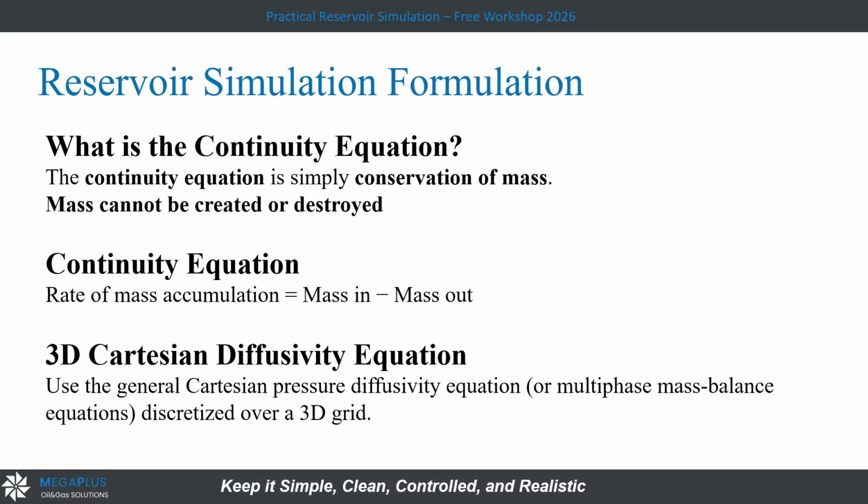What is the continuity equation? It is a very simple equation. The continuity equation says that the rate of mass accumulation equals mass in minus mass out. Okay? Mass in, mass out from the cell. So what will remain in the cell is the accumulation. So it's very simple. And from here I will go to the diffusivity equation.